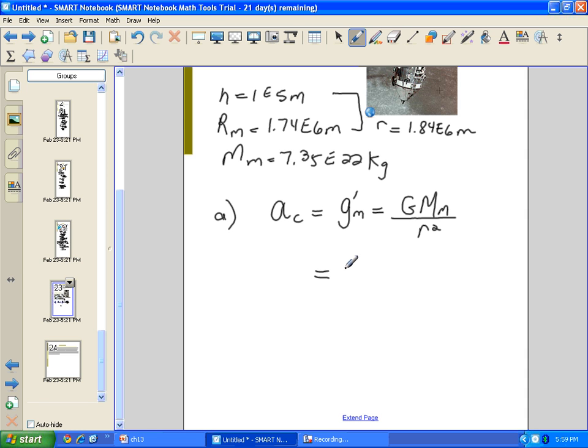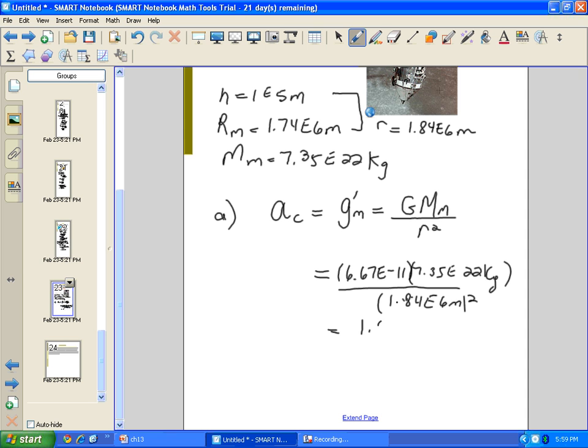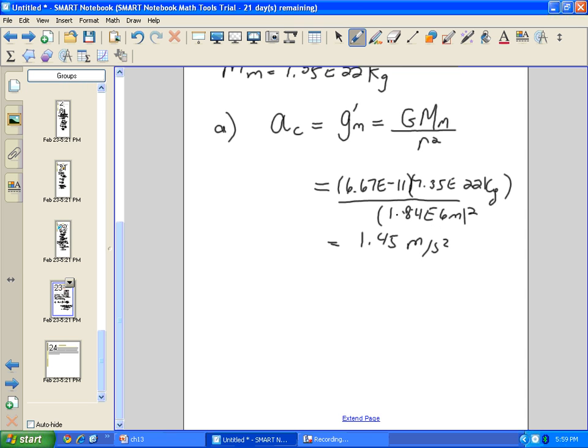And rather than write the whole thing out, well, let's see, we could do that. 6.67 e to the minus 11, 7.35 e to the 22 kilograms divided by 1.84 e to the 6 meters, and that's got to be squared. That gives us a value of 1.45 meters per second squared.